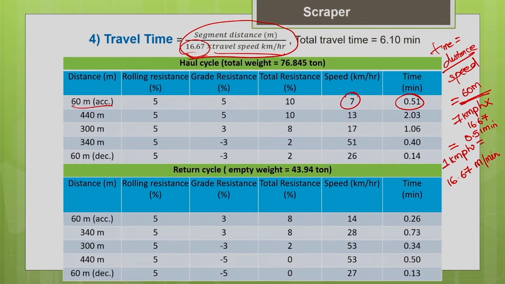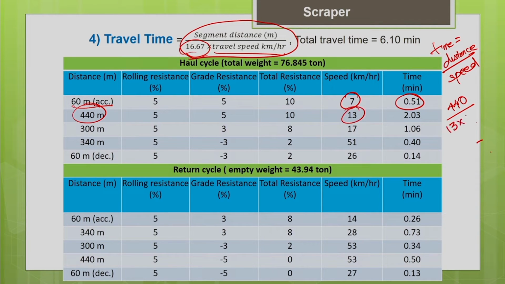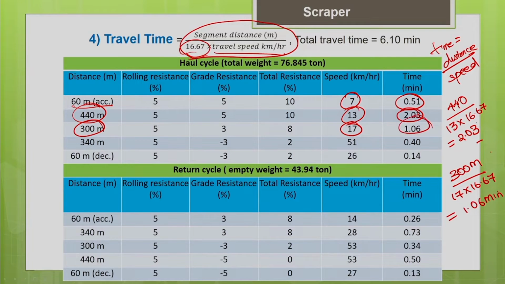Similarly, you do it for all the segments, one by one. Say for the next segment, 440 meter, the distance is 440, speed is 13, the conversion factor is 16.67. Okay, this gives me the answer as 2.03 minute. The next segment is 300 meter, the distance is 300, speed is 17, the conversion factor is 16.67, that gives you the answer as 1.06 minute. Similarly, you can do it for everything.